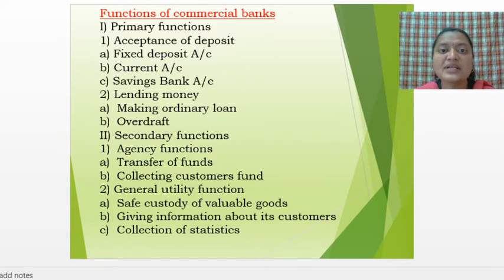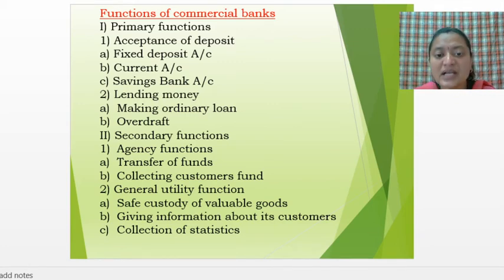Then the second Roman numeral is secondary functions. In that, the first one is agency functions. In that, the subpoints you can see are transfer of funds. What do you mean by transferring funds? The bank allows the customer to transfer funds from one place to the other. Just think, if a person has his account in a certain bank and wants to transfer the funds to another bank, how will the amount be transferred? The bank allows the customer to transfer the funds from one bank to the other. That is called transfer of funds.